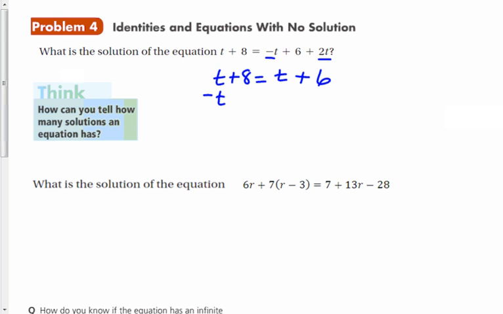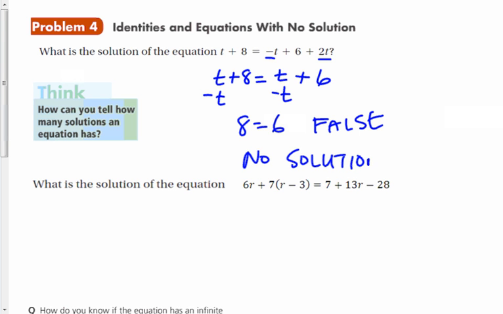But look what happens when we subtract t from both sides here. We then get 8 equals 6, which is false. And when you end up solving the equation, you end up with something like that. There is no solution to that equation. It's an impossible equation.